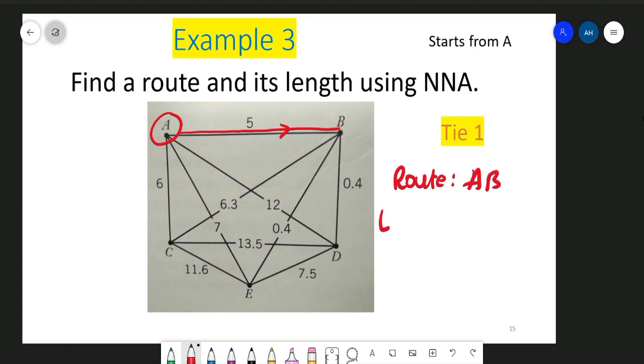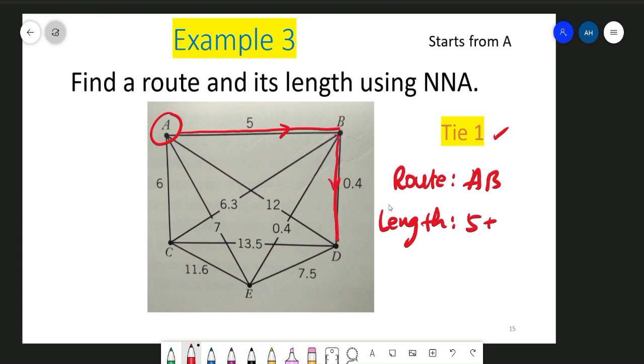Let's write down the length somewhere here. This is 5 plus what? Now from B we have 0.4. We have 0.4 also down here, and then here we have 6.3. You see, now we have 0.4 and 0.4. This is what we call a tie, meaning there are two or more values of the same value, for example 0.4 and 0.4, so we have to choose one of them. Let's choose this one first. Just choose one of them, it doesn't matter.